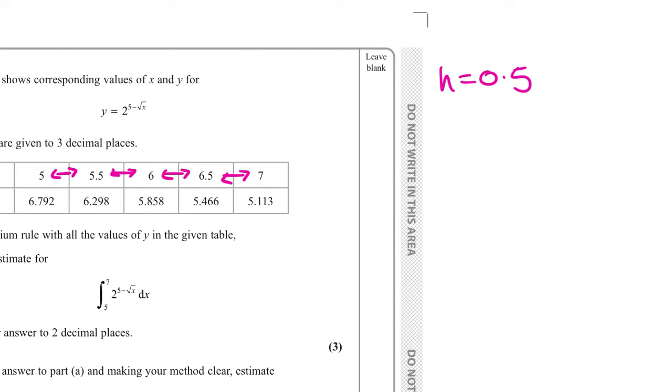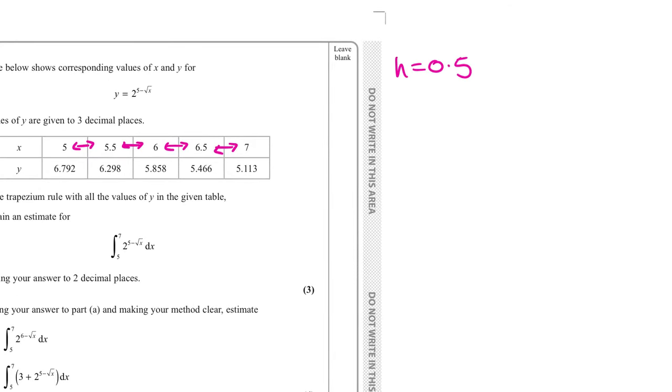Now, you're given this formula in the formula sheet. Okay? So, to work out the area, it's really simple. We are going to do our height divided by 2, lots of our first y value, plus our last y value, plus 2 lots of the middle.